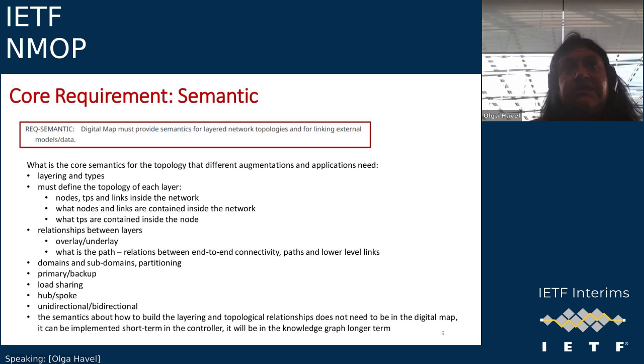I'm sure that something is missing here from the semantics, but if you can think of anything core, we really want just to identify the core things that are needed for the digital map topology model, that are needed for all of the applications and for all of the use cases. Okay.